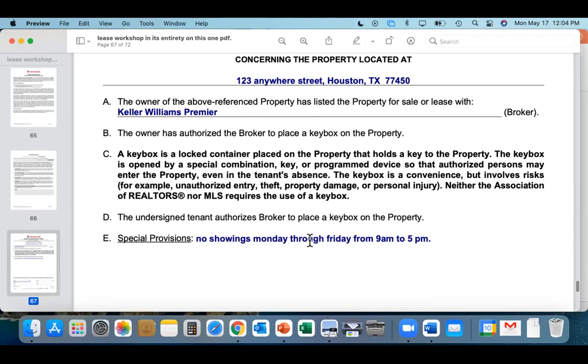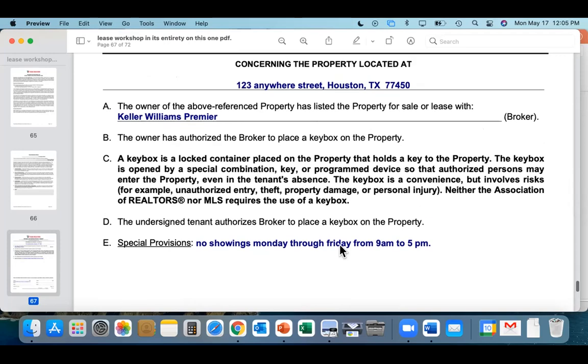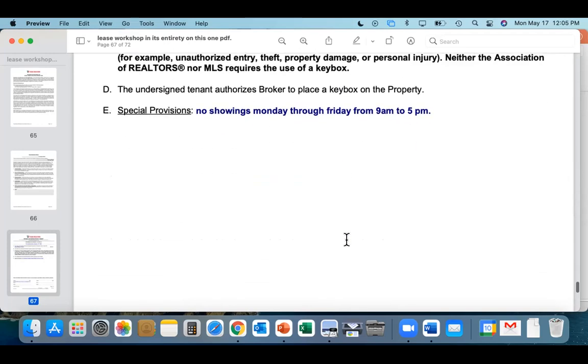I also offer my services. Can I help you find another place to rent? Can I help you buy something? Maybe they can't afford to buy this house. Maybe I can help them buy something else. So I'm going to offer to help them rent something else or buy something else.